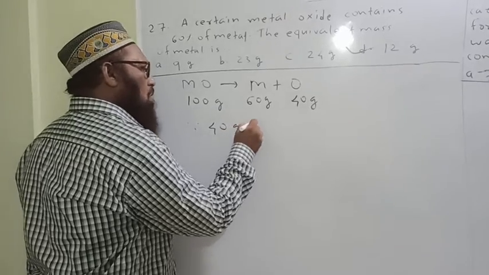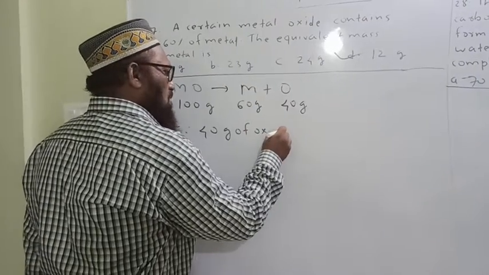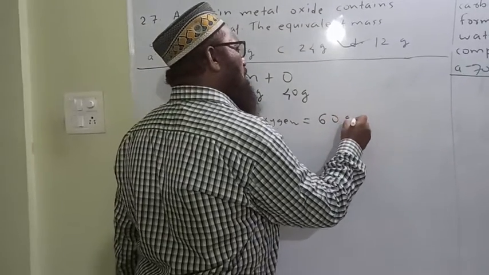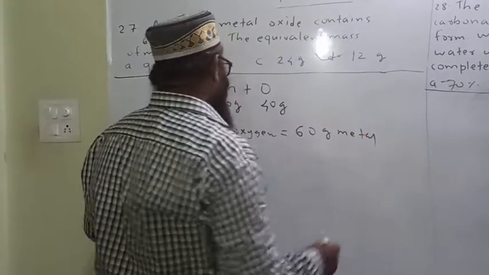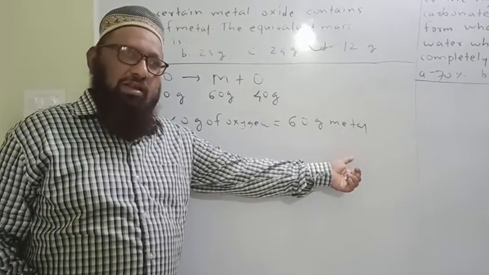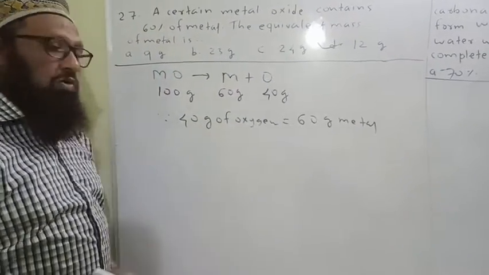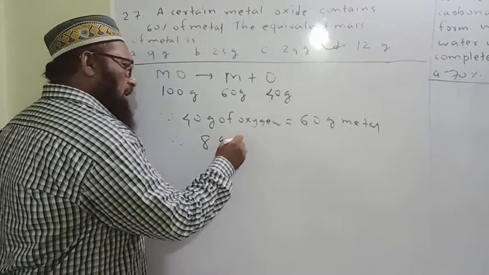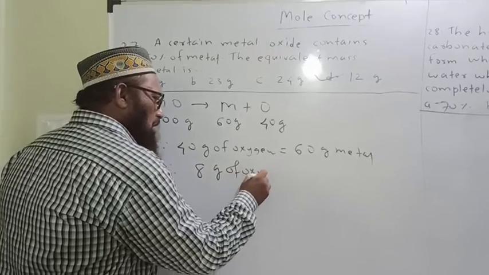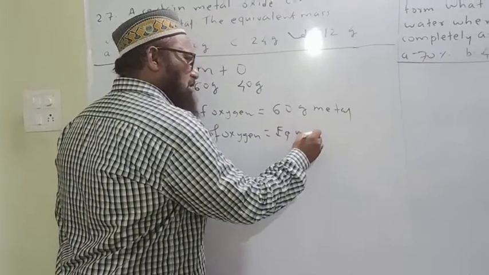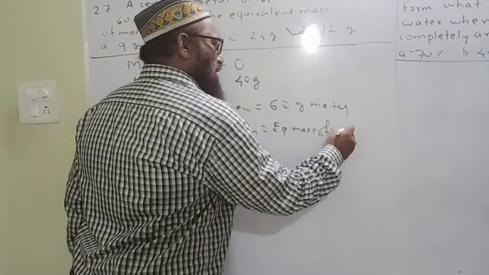Since 40 gram of oxygen is equal to here 60 gram of metal. Any mass of oxygen, any mass of metal. Then equivalent mass of oxygen is 8 gram per equivalent. Therefore 8 gram of oxygen is equal to equivalent mass of metal.